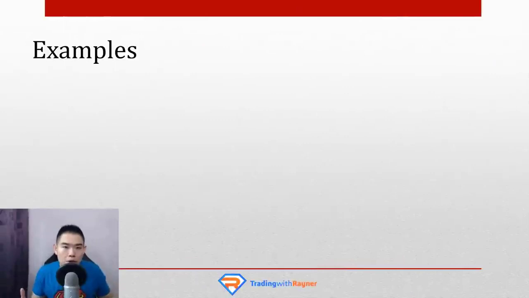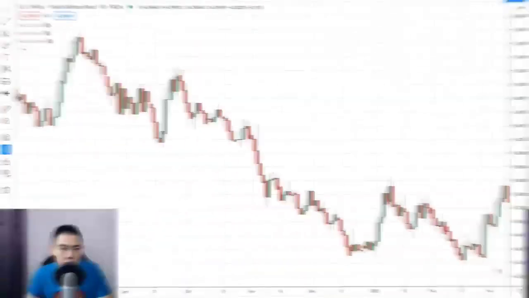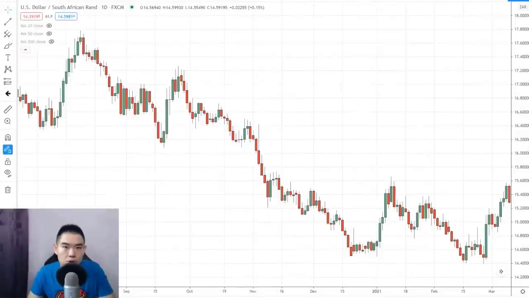Now, moving on, let's look at some real world trading examples to combine the trading strategies, techniques, and concepts that you've learned, and see how we can apply them to the real world of trading using real charting examples. So this is the chart of the dollar against the South African rand, as you can see over here. This is on the daily time frame.